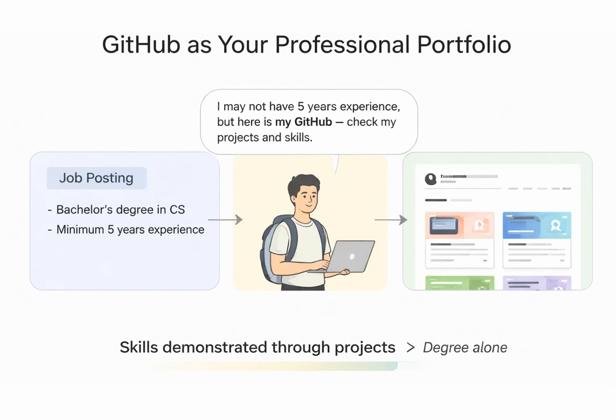Let's talk about why the portfolio aspect of GitHub is so powerful, especially for students. When you graduate and go job hunting, you'll often see requirements like minimum 5 years of experience. That's discouraging when you just finished your exams yesterday. But here's the thing. If you've been building real projects and pushing them to GitHub, you have something concrete to show. You can tell an employer, I know I don't have 5 years of experience, but here's my GitHub link. These are the projects I've built, and these are the skills you're looking for. Please take a look. A company that needs a website built in 3 months cares more about whether you can actually do the work than whether you have a degree. Your GitHub profile is proof of your skills. Build good projects, make them public, and let your work speak for itself.